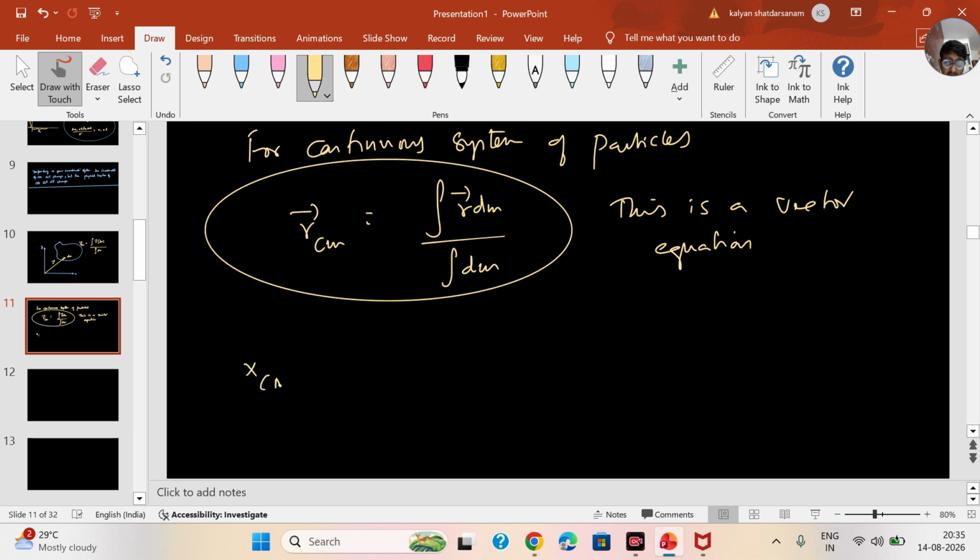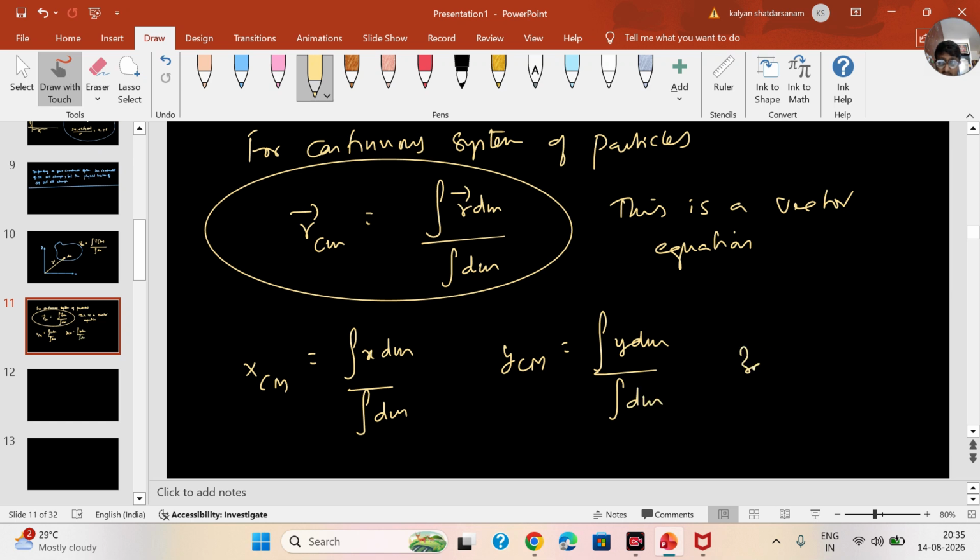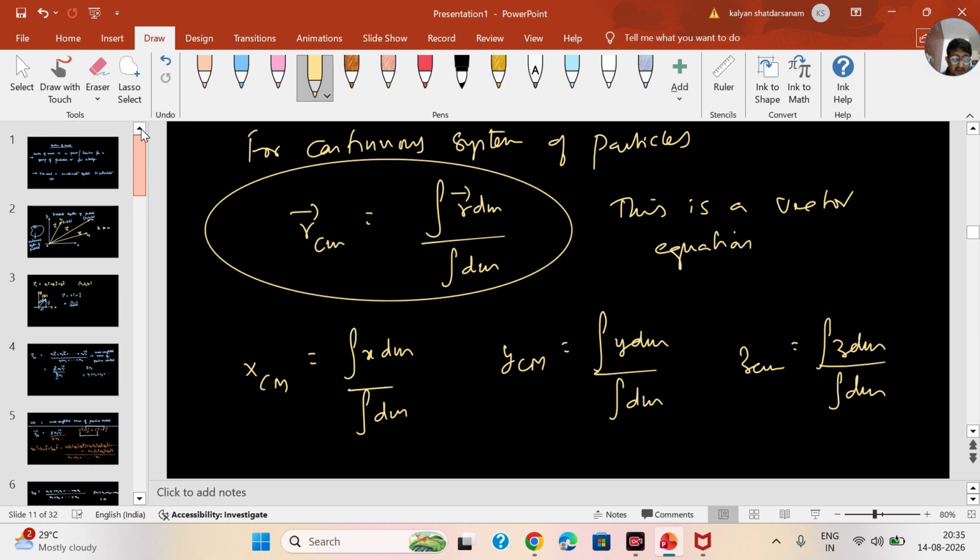So I can write the x coordinate of center of mass is integral x dm by integral dm. Similarly, the y coordinate of center of mass is integral y dm by integral dm. The z coordinate of center of mass is integral z dm by integral dm. This way you can get individually the x, y and z coordinates of center of mass of this continuous group of particles where there is no gap and all these particles make a body. Okay, so these are our two fundamental definitions.